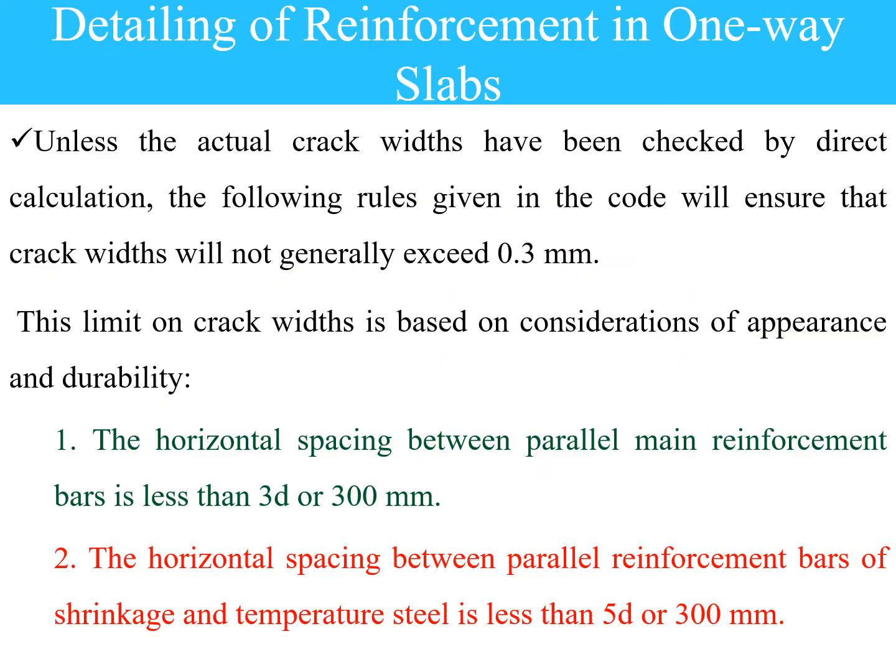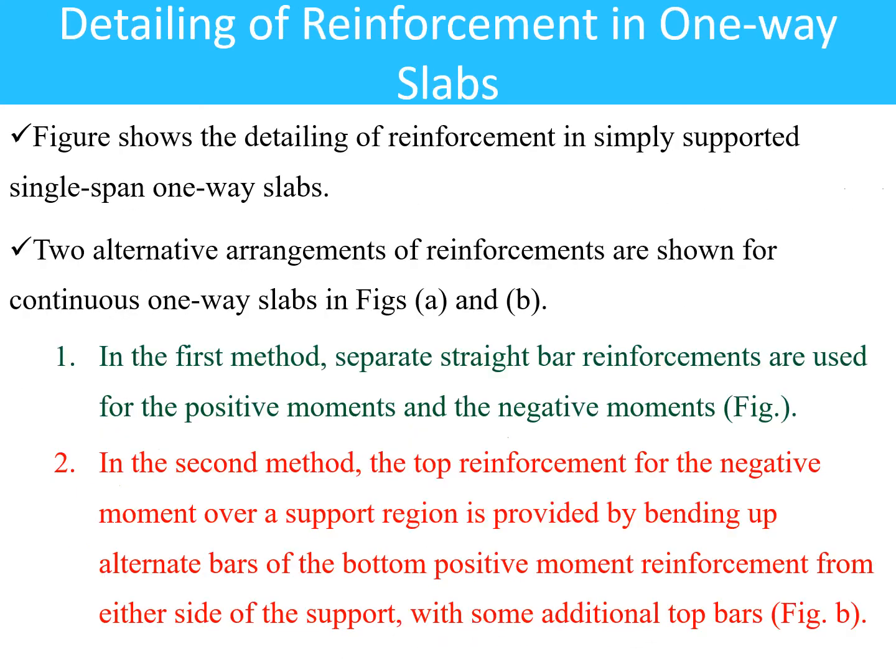Next thing, detailing of reinforcement in one-way slab systems. Unless the actual crack width has been checked by direct calculations, the following rules given in the code will ensure the crack width will not generally exceed 0.3 millimeters. The limit on crack width is based on consideration of appearance and durability. The horizontal spacing between the main reinforcement bars is less than 3 times d or 300 mm. The horizontal spacing between the parallel reinforcement bars, that is the secondary bars for shrinkage and temperature, is less than 5 times d or 300 mm.